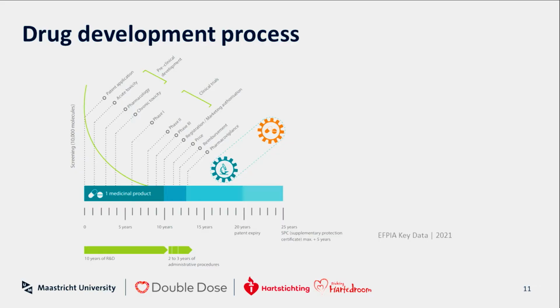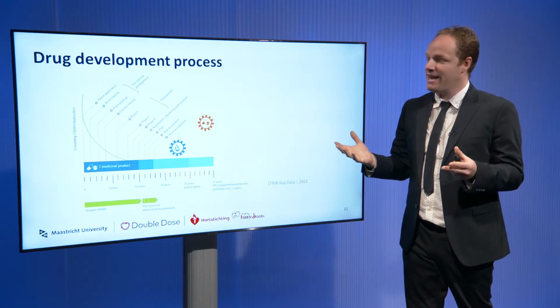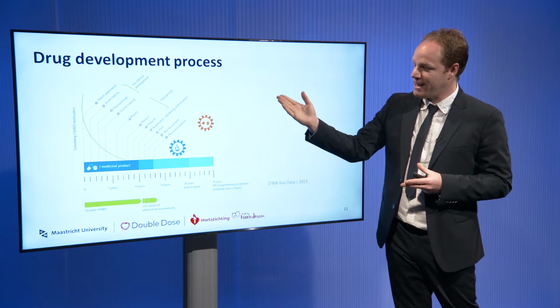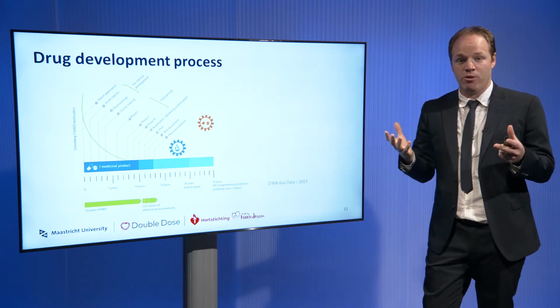To show one application of the importance of HTA, consider the drug development process. As you know, developing a drug is a really long and costly process. You need to screen a lot of molecules and go through many stages, from preclinical development to different clinical trials, and it takes up to 10 years to really develop a good drug.